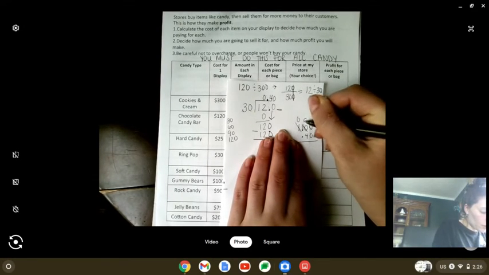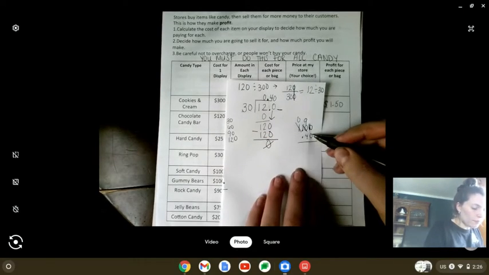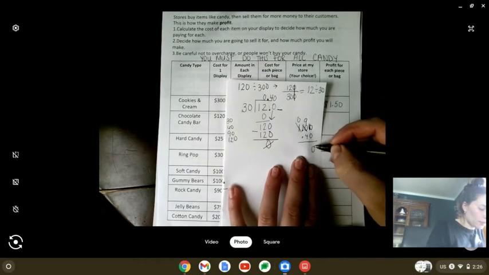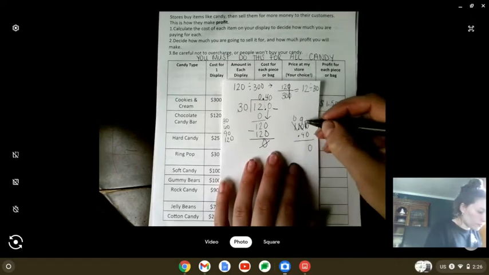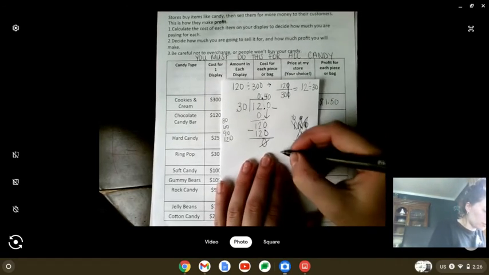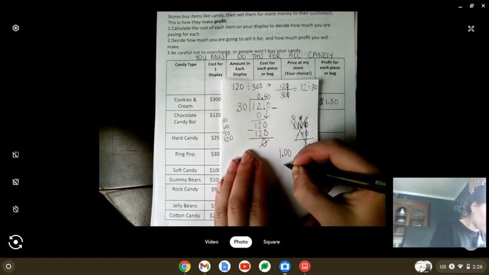I got to borrow some. 10 minus... make sure I've messed up. 0. Hold on. Now I can borrow. This is a 10. Oh, Miss Sharp's just going to start over. What was I thinking, Miss Sharp?